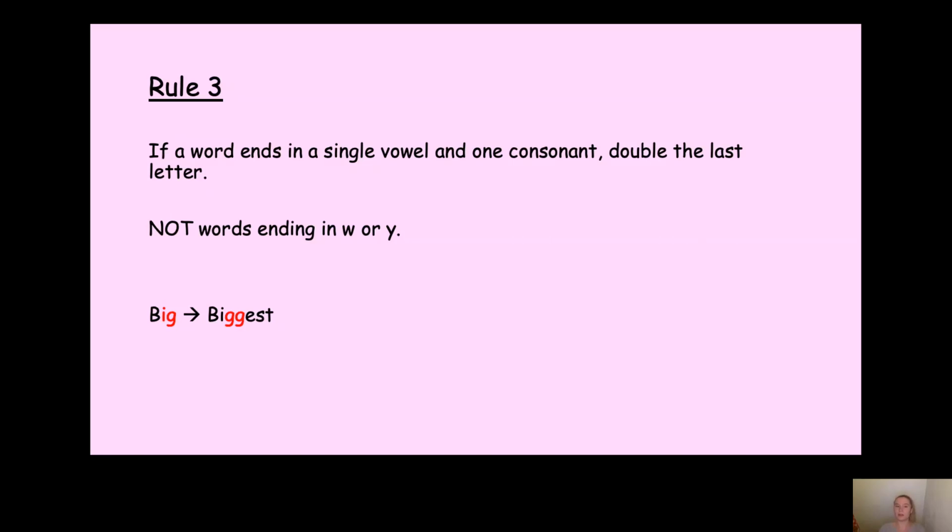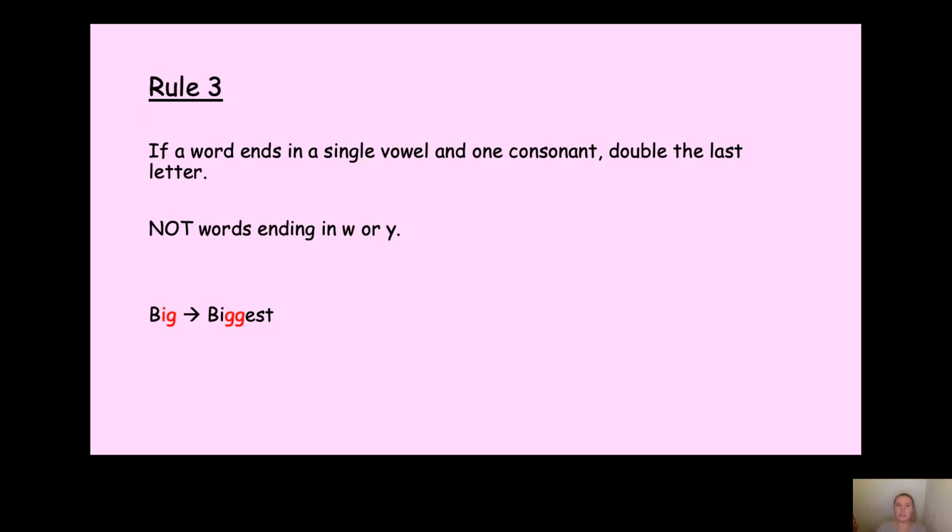So let's look at an example. We have the word, and it starts with a B, I, G. Now, it ends in a consonant, doesn't it? A G. Now, let's look at the letter before that. Well, we have an I. Now, is that a vowel digraph? Well, no, it's a single letter. So therefore, because it's a single vowel followed by a consonant, we have to double the consonant at the end of the word to give us B, I, G, G.